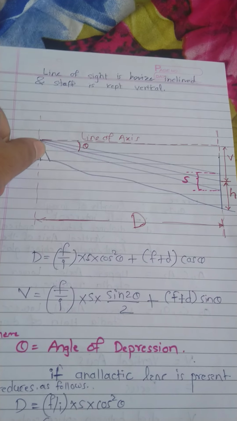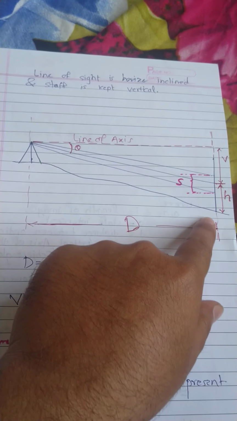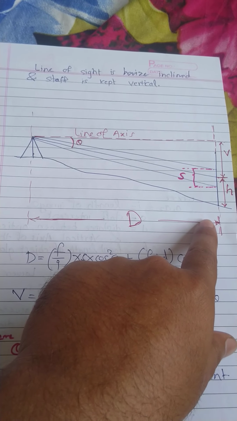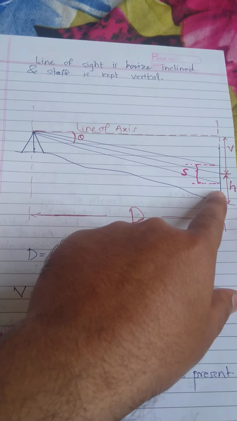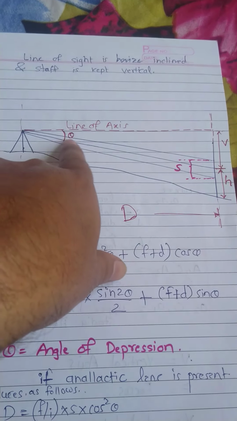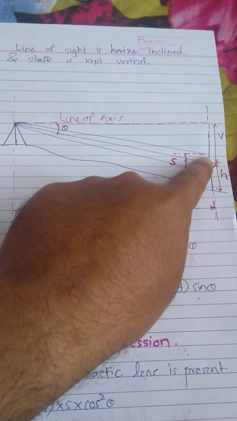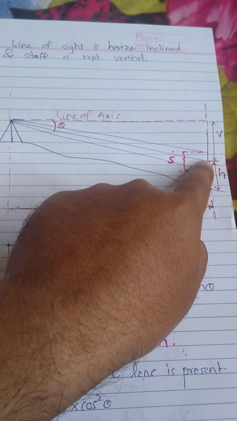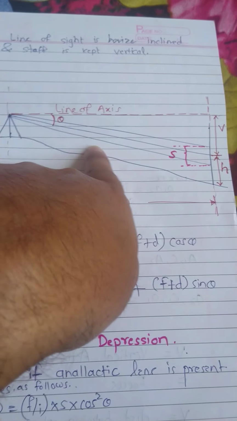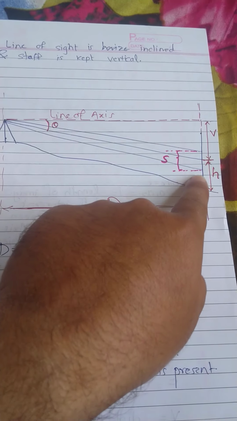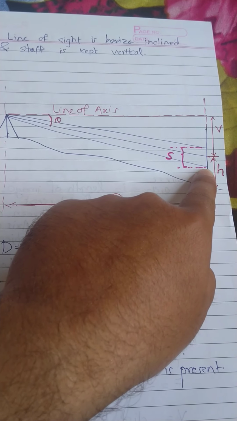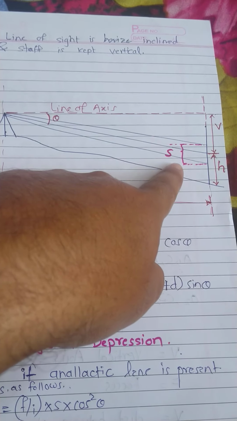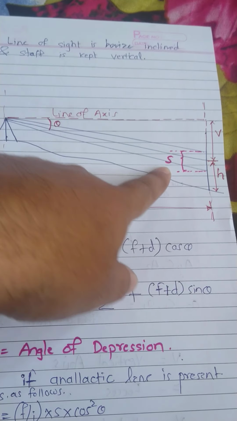Then rotate the telescope to bisect the staff, and start to note down the staff readings with the help of the focusing screw. Focus the focusing screw so that these three hairs are clearly visible. Now these three lines are indicating the three staff hairs. The upper line indicates upper staff hair reading, this middle line indicates middle or central hair reading, and this lower line indicates lower stadia hair reading. Then the upper hair reading minus lower hair reading gives us the value s.